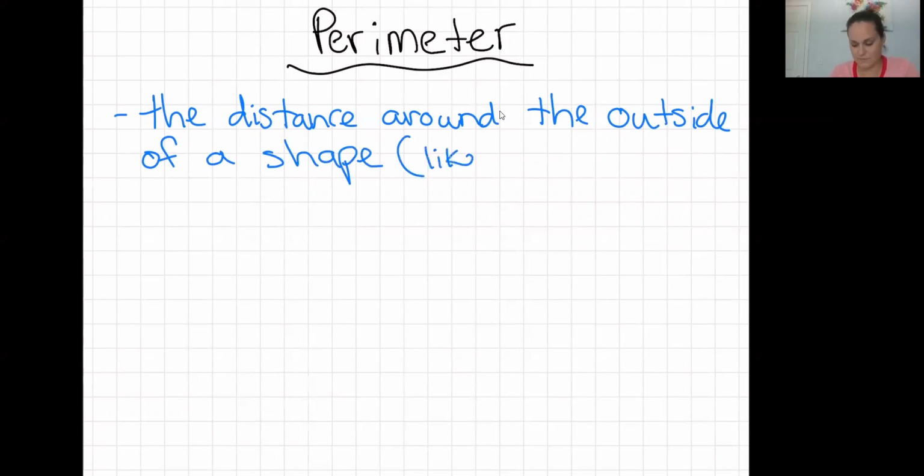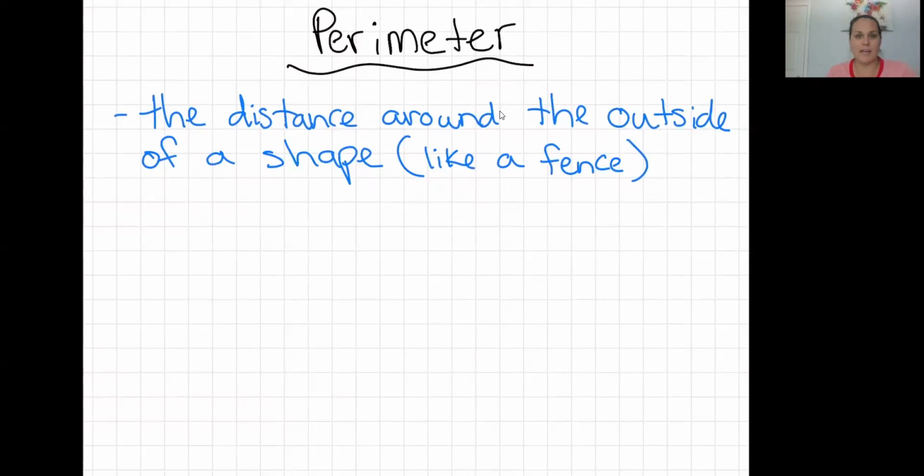And I like to put a little note in my perimeters to remind me that it's kind of like a fence. Think about your yard or any yard or even the schoolyard around the play set has a fence. It's got a perimeter. So it's an amount of fence that goes around the outside. And when we're measuring perimeter, we're just finding that distance of how much fence we need, okay?